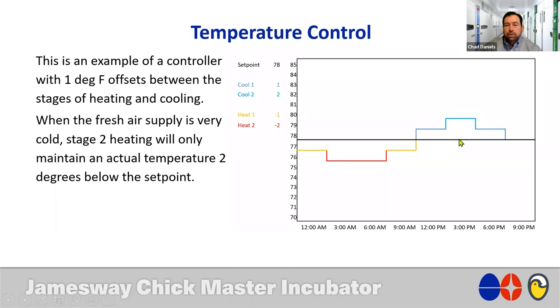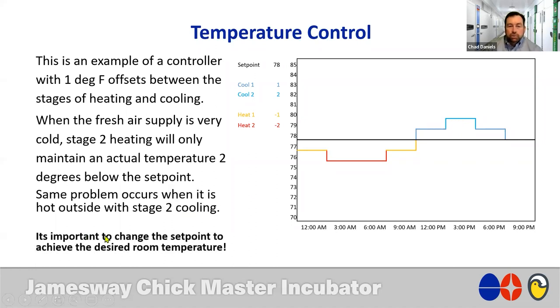If you don't adjust this set point, your room is going to average 2 degrees above what your desired set point is. So it's really important to change the set point to achieve the desired room temperature. I have a time factor here across the bottom because a lot of times we'll see certain times of the year where it's warm during the day and then it's cold at night. So you'll go through the night running a cold room and then you go through the day with a hot room. So the best you can do is hopefully try to manage that where you're averaging better room temperatures.